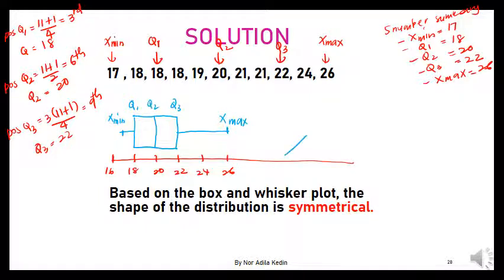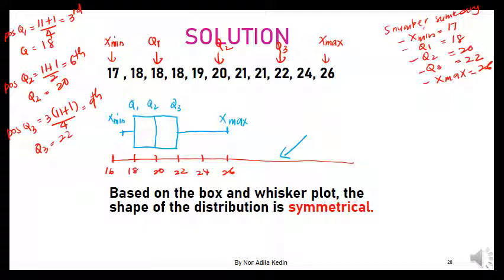Scale ini sangat-sangat penting. Because kita nak approximate dengan melihat apa yang kita lukis. So, bila kita nak approximate daripada our drawings, we must make sure that drawings itu betul-betul mengikut skala yang tepat. So, scale is very important. Please use a proper scale, use ruler to draw a box and whisker plot.